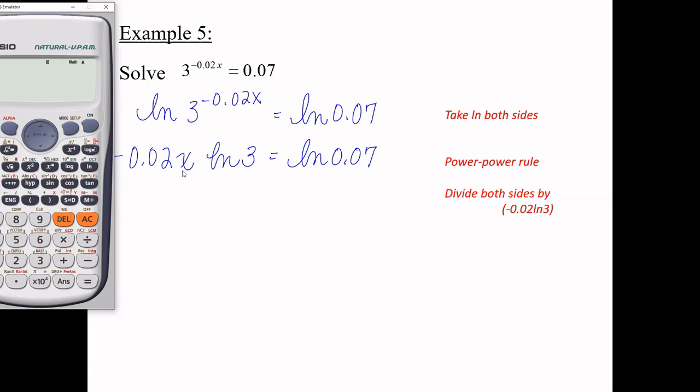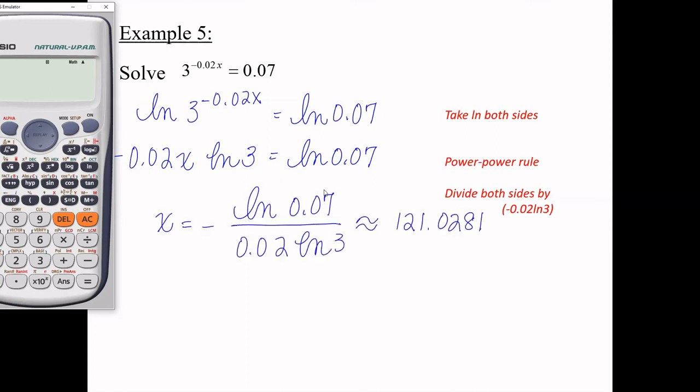Now, we're going to divide by natural log 3 on both sides. And we're also going to divide by negative 0.02 on both sides. So we've divided by the negative 0.02. Here's the negative sign that wasn't in front of these before. And here's the natural log 3. This we can put in a calculator.